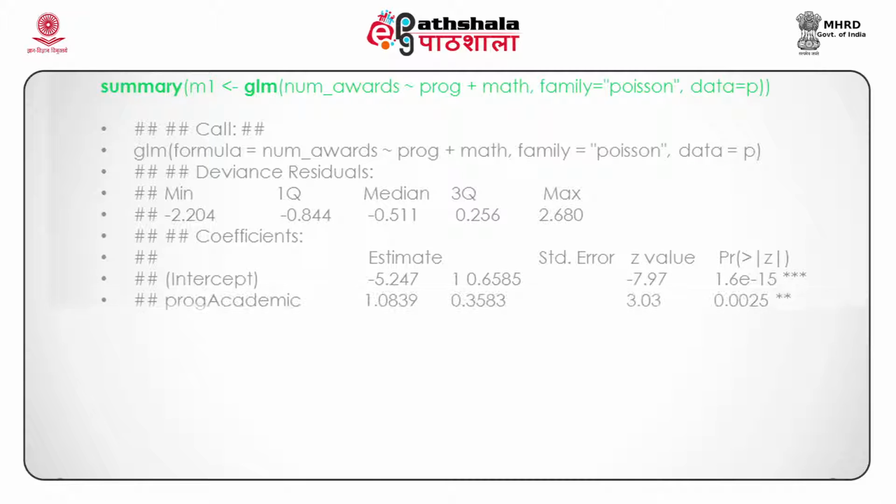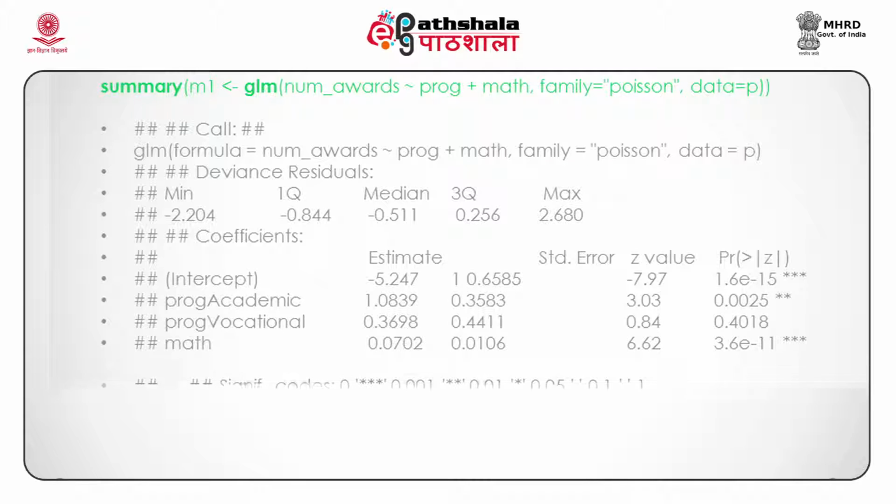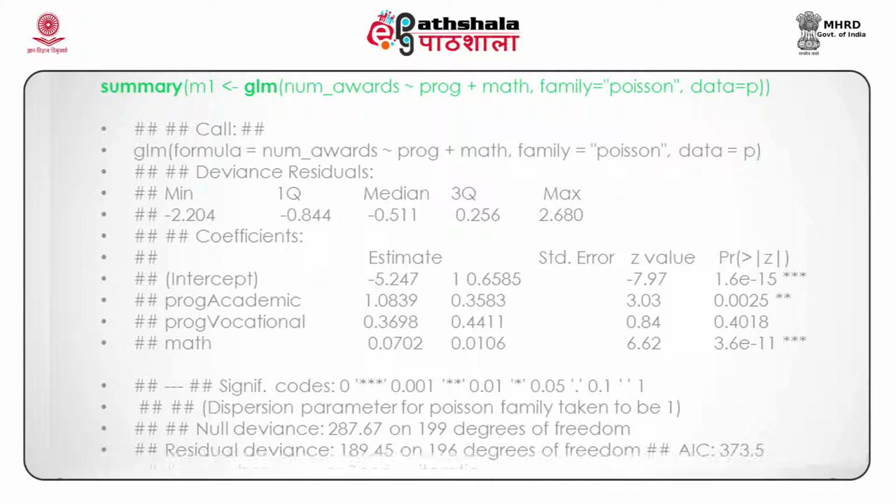Let us consider the typical syntax for the GLM function for count data. So here we have used the GLM function and fitted the regression num_awards tilde prog plus math. Note that we have told R before that prog is a factor. We have said family equal to poisson and data equal to p. We have not specified any link function, and the reason for this is that we wish to use the default choice of link, which is the log link. So if no link is specified, R will by default use the log link.